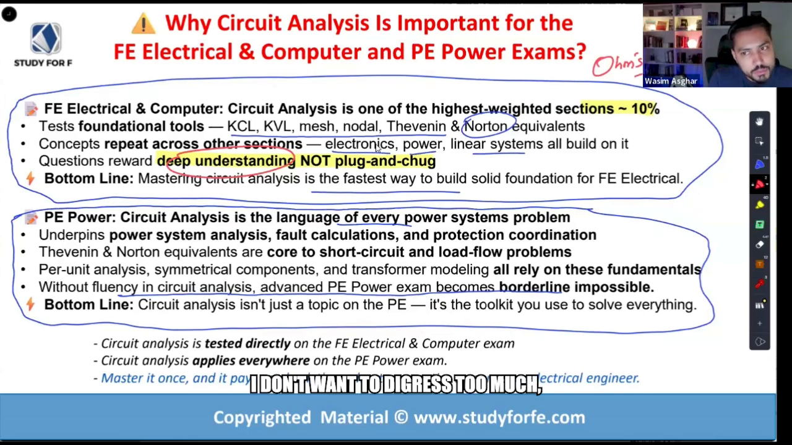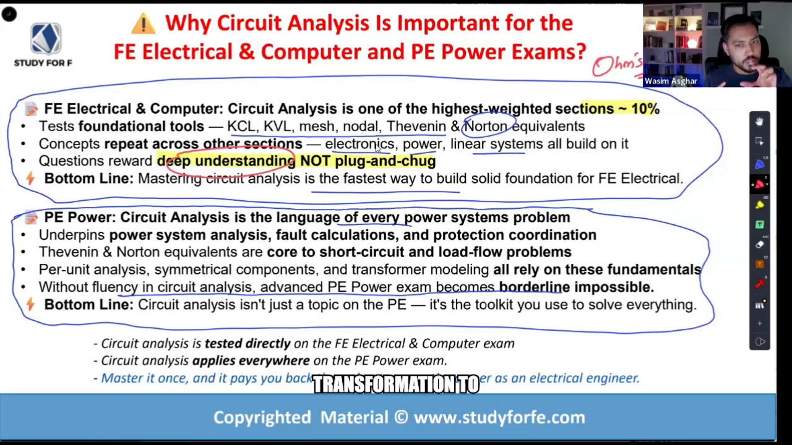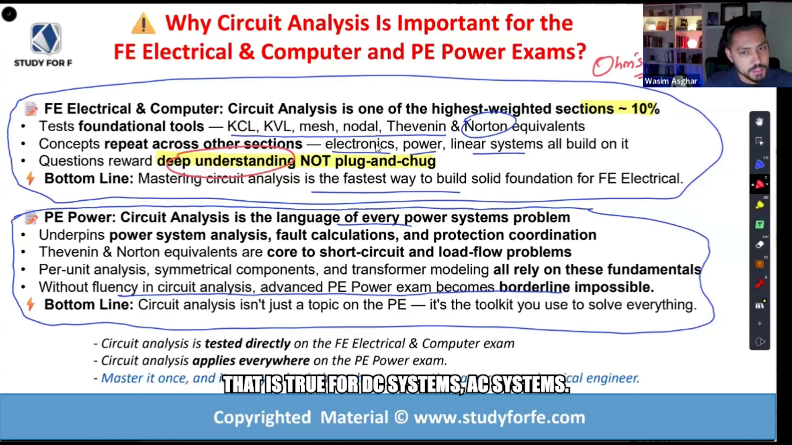I don't want to digress too much, but at the end of the day, whether you are doing AC analysis, you have a sinusoid, and we use RMS transformation to bring that into effective DC. When you have DC, whether you're doing KCL, KVL, mesh, Norton, Thevenin, superposition, anything, the underpinning is Ohm's law. At some point, you will find yourself using V = IR, V = IZ, or I = V divided by R. That is true for DC systems and AC systems.